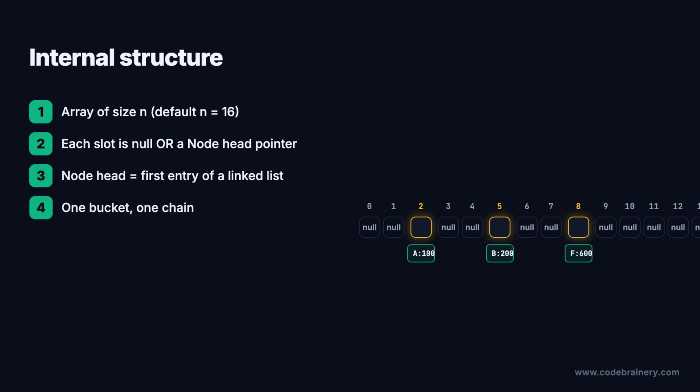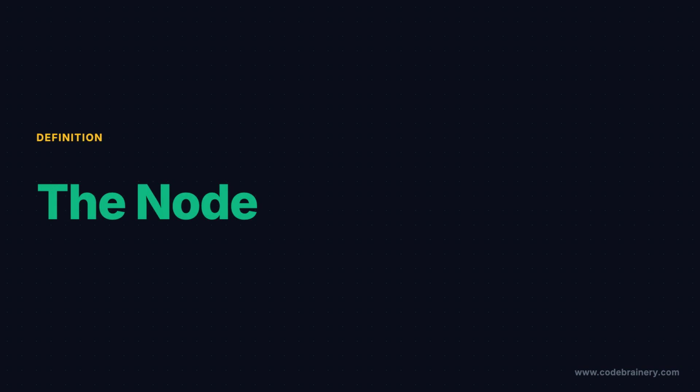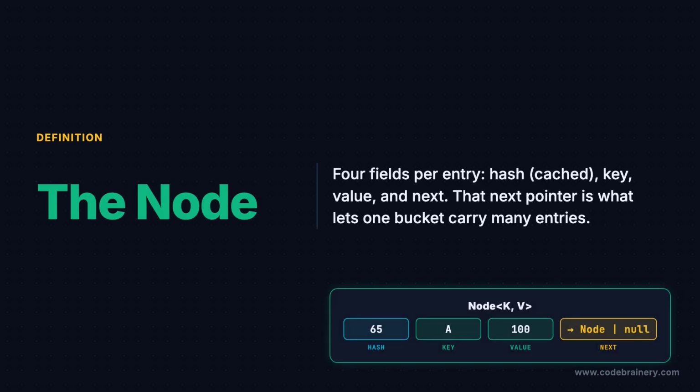Internally, HashMap is just an array. Default capacity, 16. Each slot holds either null or a pointer to a node. That node is the head of a linked list. One slot, one list. Simple structure, surprisingly powerful. Every entry in a HashMap lives inside a node. 4 fields: hash, the cached hashCode, key, value, and next, a pointer to the next node in the same bucket. That next pointer is what lets a single bucket hold many entries.